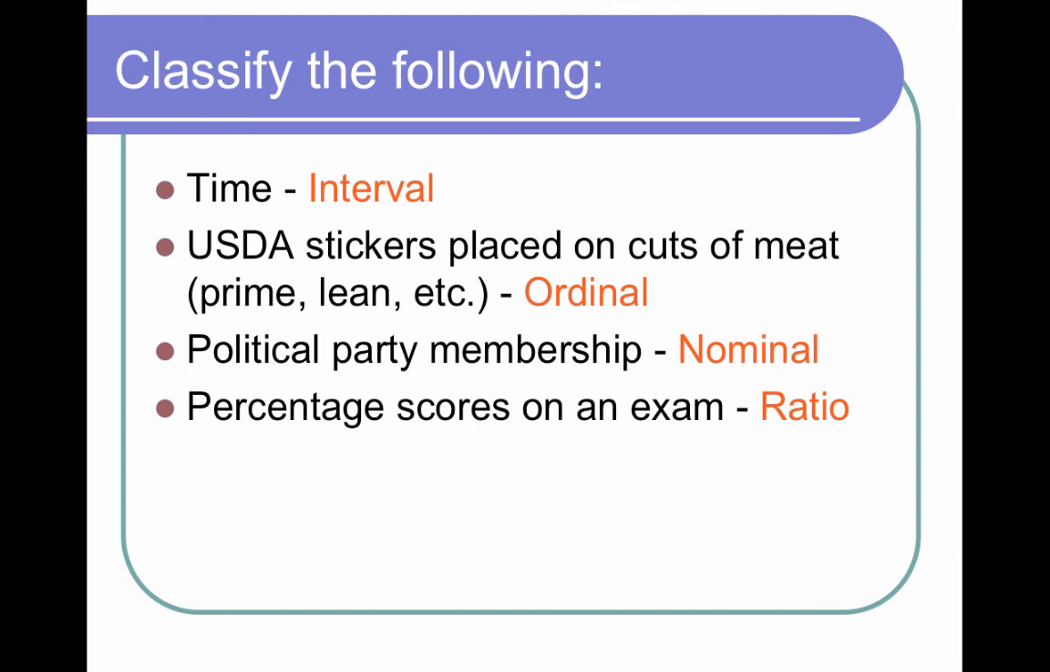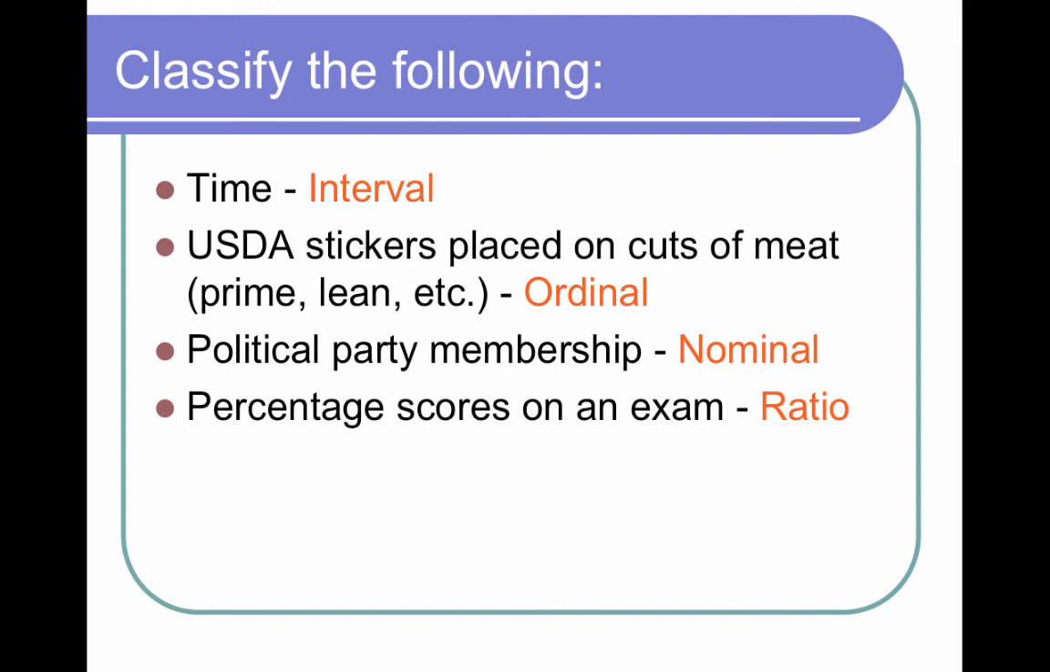Hopefully you were able to determine that time was interval data. That's the second type, where you have the same, you have rank. Remember, nominal, ordinal, interval. Interval data has the exact same space between, in this case, say 2 o'clock and 3 o'clock, and 3 o'clock and 4 o'clock.